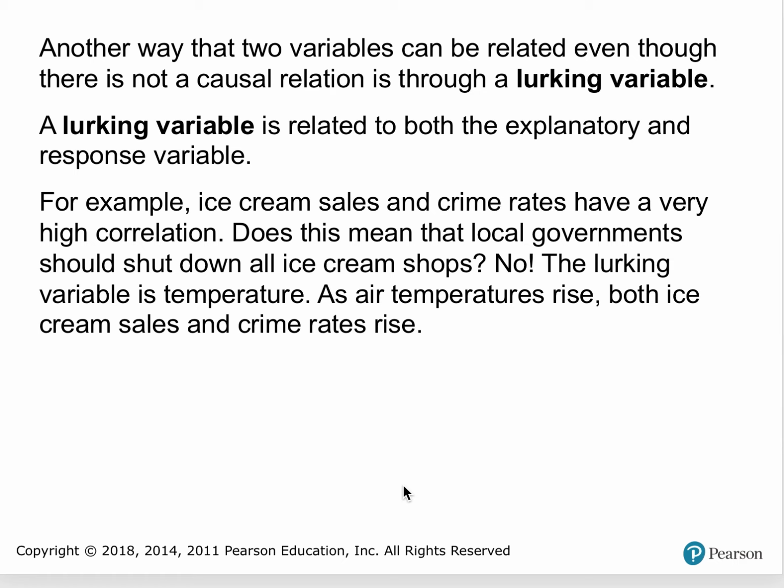Okay. Another way that two variables can be related, even though there's not a causal relation, is through a lurking variable. Remember that term from weeks ago? A lurking variable is related to both the explanatory and response variable. For example, ice cream sales and crime rates have a very high correlation. So does this mean that local government should shut down all ice cream shops? No, thank goodness, no. The lurking variable is temperature. As air temperatures rise, both ice cream sales and crime rates rise.